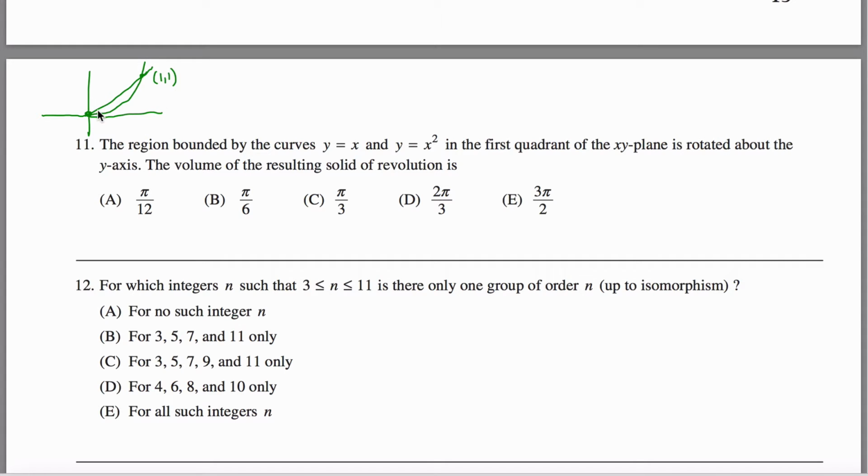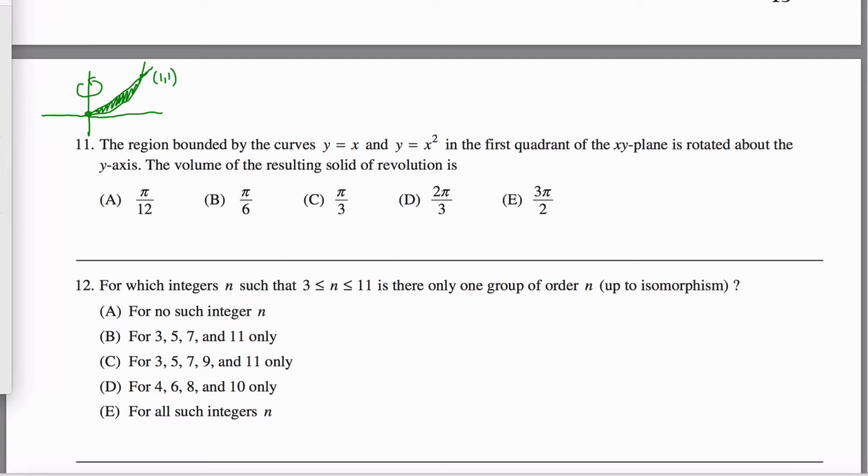And what I'm going to do is take this region in the first quadrant. I don't know why they specified that, because it's the only place these guys are bounded, right? Yeah, otherwise it'd be infinite area. Anyways, I'm going to take this region and rotate it around the y-axis here, and that will create a three-dimensional solid, and what I'm asked to do is find the volume of that solid.